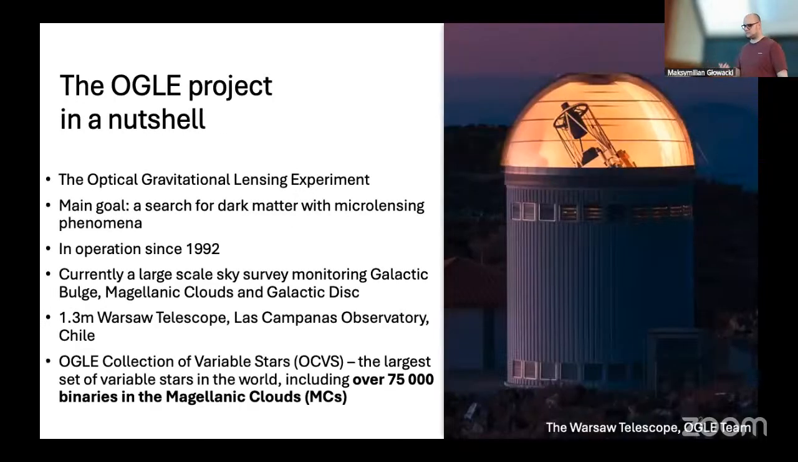OGLE stands for Optical Gravitational Lensing Experiment, and the plan for the experiment was to search for dark matter with microlensing events. The idea was to use the Galactic bulge and Magellanic Clouds for this purpose, as there are a lot of background stars, so we can find a lot of microlensing events while observing those stars. OGLE started in 1992, and since then it has been a large, extensive sky survey. Nowadays, OGLE is already in its fifth phase, and it observes the sky with the 1.3-meter Warsaw telescope in Las Campanas Observatory in Chile.